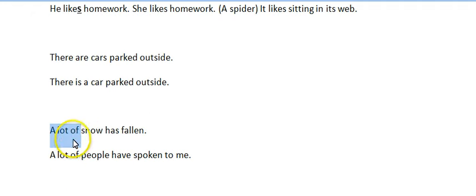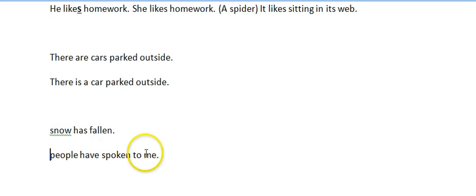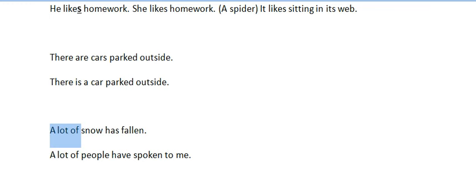Easy stuff. The same is true of the words a lot of. When do you say a lot of snow has fallen, and when do you say a lot of people have spoken to me? When is it has and when is it have, for example? What you have to do is once again delete the words a lot of. Snow has fallen. People have spoken to me. Those sentences are correct, and they're the same when we put the words a lot of in front. A lot of snow has fallen. A lot of people have spoken to me.